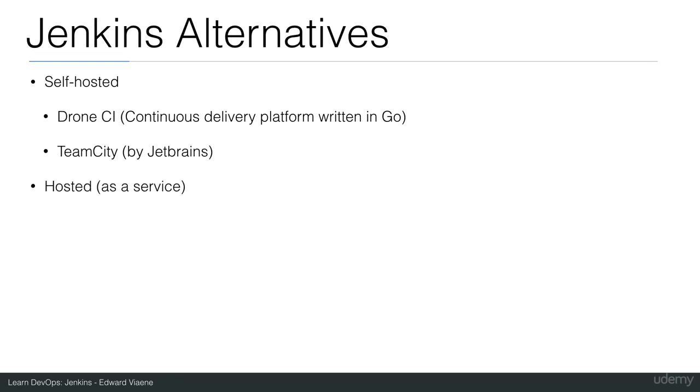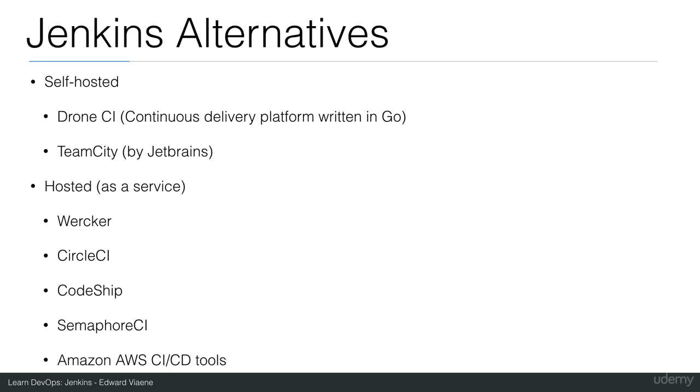Then you have a lot of hosted CIs and CDs. They provide the same software, but then as a service. You have, for instance, Wercker, Circle CI, CodeShip, and Semaphore CI. Just a few examples of companies that provide you the same capabilities, but then as a service. If you use Amazon Cloud Services, then have a look at the CI/CD tools that Amazon has. They are perhaps limited, but they are often better integrated with their other services.